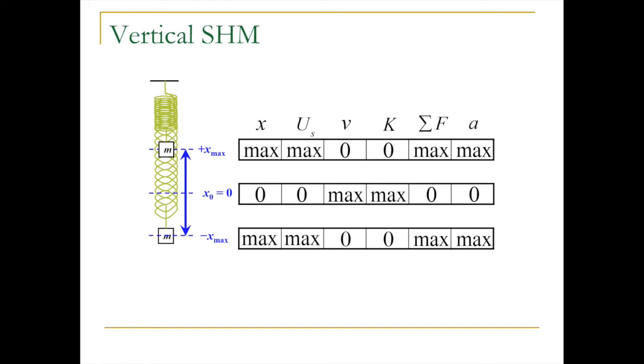When we get to the equilibrium point, however, we are now zero distance above the equilibrium point, which means we have no elastic potential energy. But at this point now, if there's no elastic potential, all of the original potential has been converted into kinetic energy, so both the kinetic energy and the velocity are a maximum.